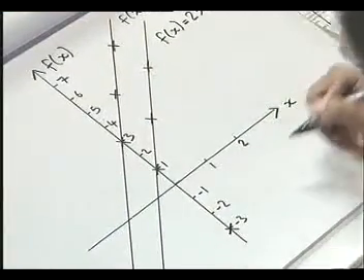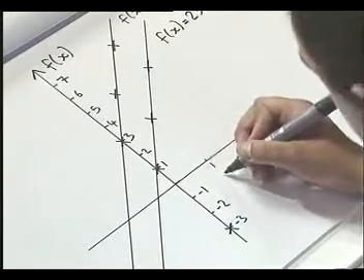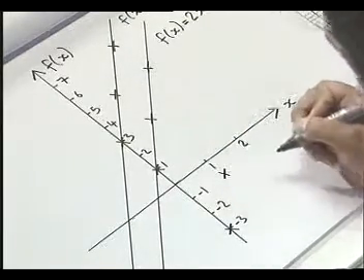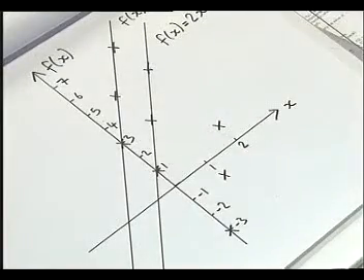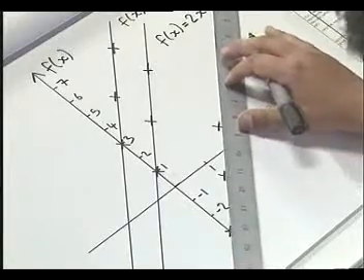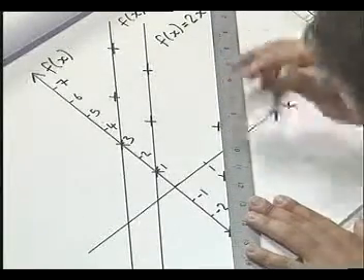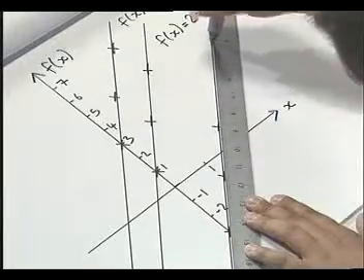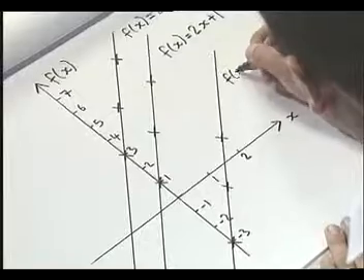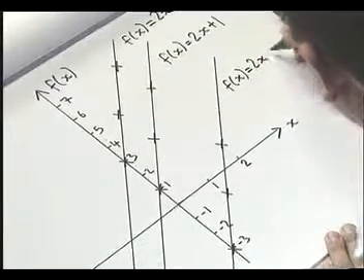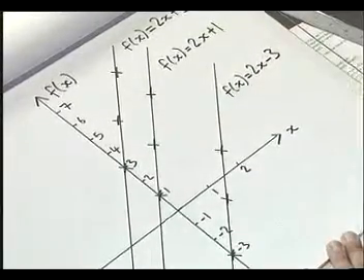And the final function we looked at was f of x equals 2x minus 3. And the points we had were 0 and minus 3, 1 and minus 1, and 2 and 1. We can join those up as before with a ruler. We label this, we get f of x equals 2x minus 3.